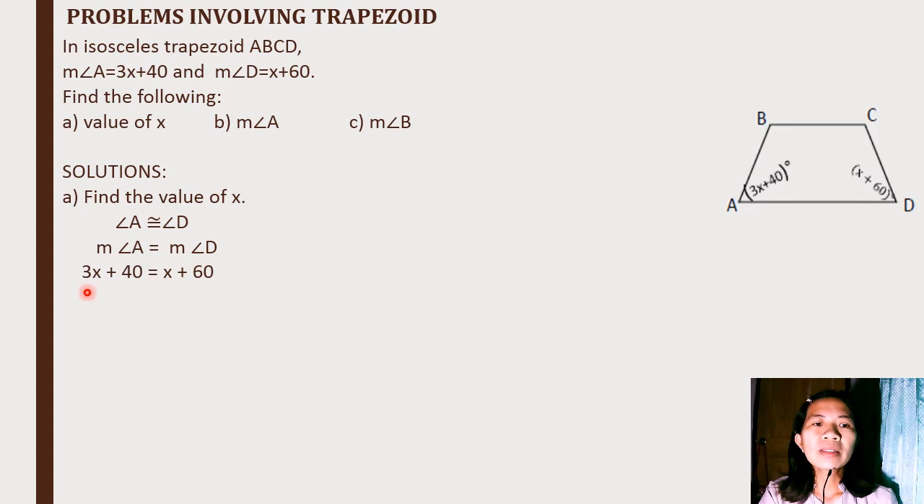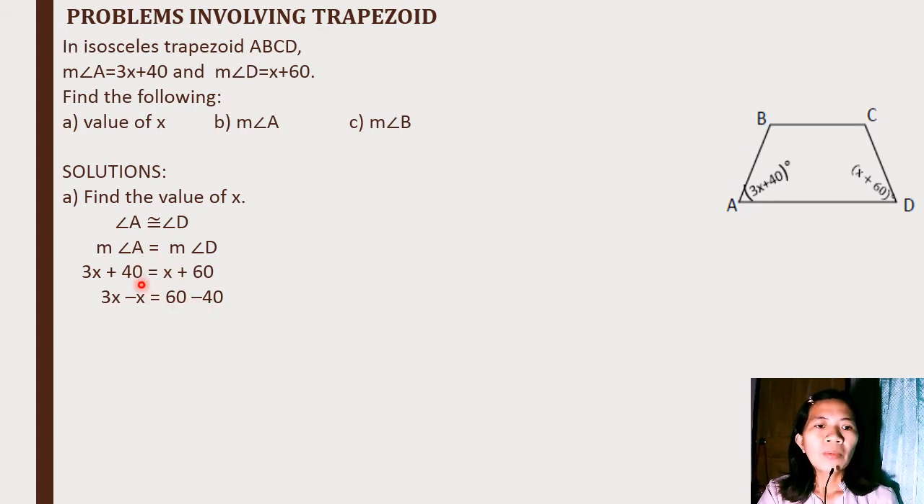Now, let's have the given. Angle A is equal to 3x plus 40, and angle D measures x plus 60. So we have to equate these, and then combine like terms. What are the like terms? We have 3x, and we get the additive inverse of positive x, which is minus x. So 3x minus x. Now we get the additive inverse of positive 40, so it will be minus 40.